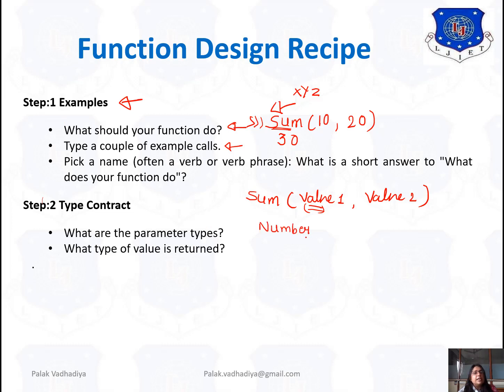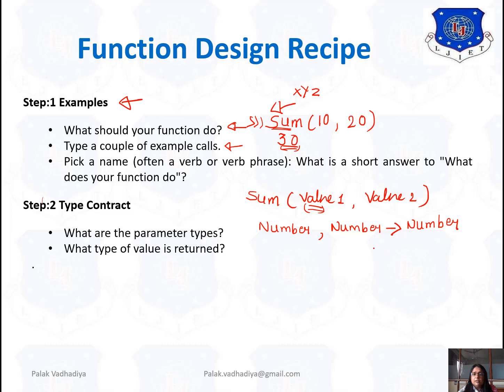Suppose you want to add two strings, right? If you want to add, so here you just specify add string, okay, and here you specify string 1 and string 2. So in that type contract, instead of number you have to write string. This is also a string. And the final answer is also a string, like this.